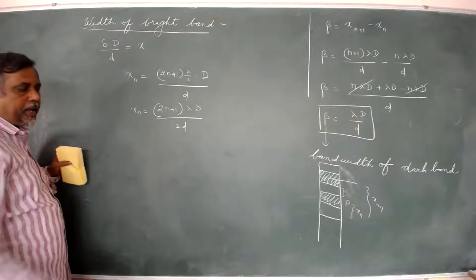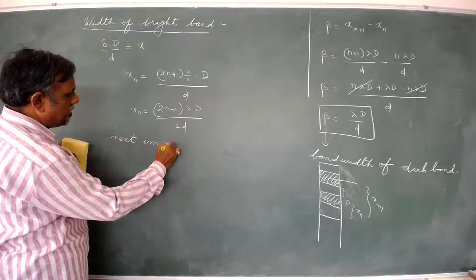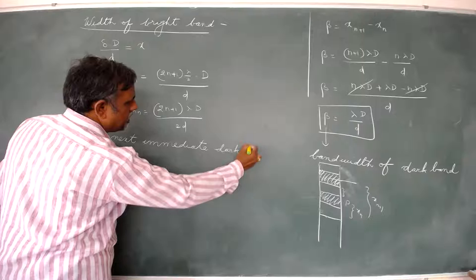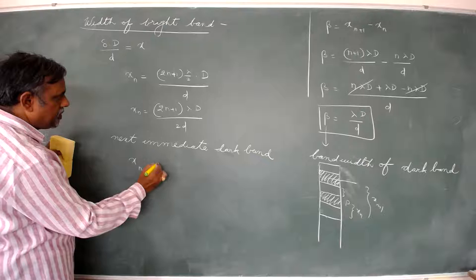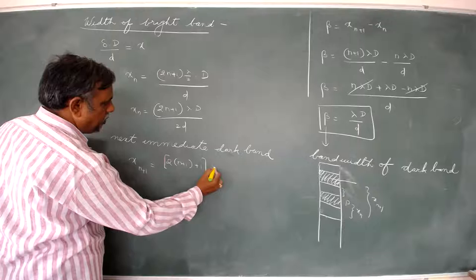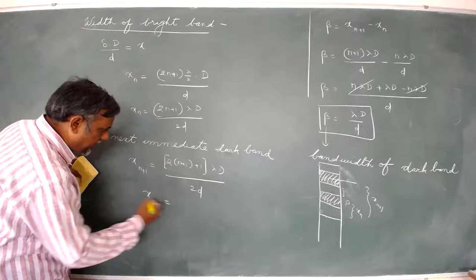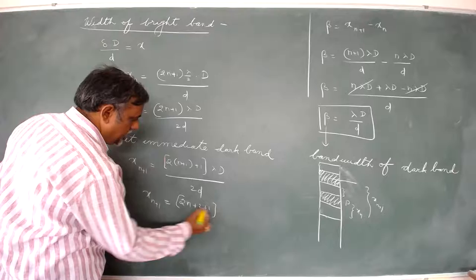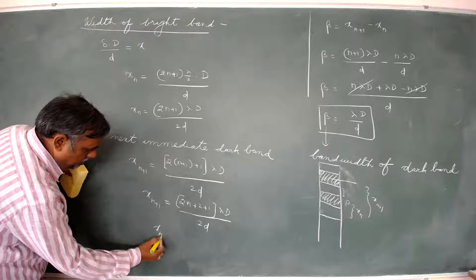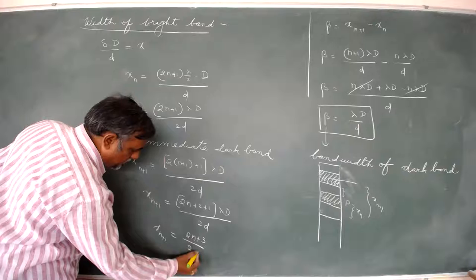Next immediate dark band, you take. That becomes Xn plus 1. So this is 2 into n plus 1 plus 1, into lambda capital D by 2d. Simple: in the place of n we write n plus 1. So Xn plus 1 is 2n plus 2 plus 1 into lambda capital D by 2d. So Xn plus 1 is equal to 2n plus 3 into lambda capital D by 2d.